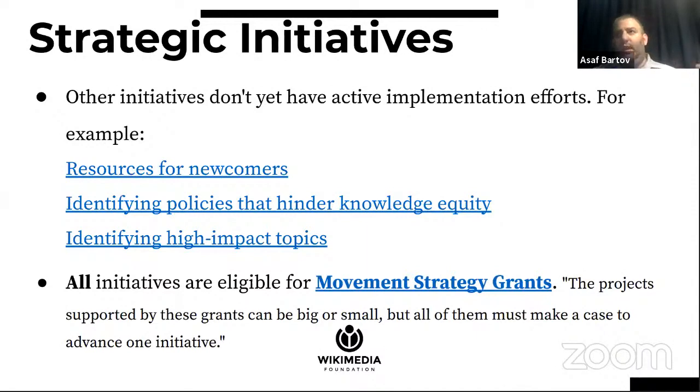And one piece of news, or I hope not news for most of you, is that all of these initiatives, the ones that are already being worked on and the ones that are not, are eligible for movement strategy grants. And if you haven't heard of those, that's a new grants program, if you will, movement strategy implementation grants, a pool of money and a process that is dedicated to initiatives that are implementing the movement strategy. And I quote directly from this page, you can click that link when you have the slides. The projects supported by these grants can be big or small, but all of them must make a case to advance at least one initiative. That's the point of these grants.